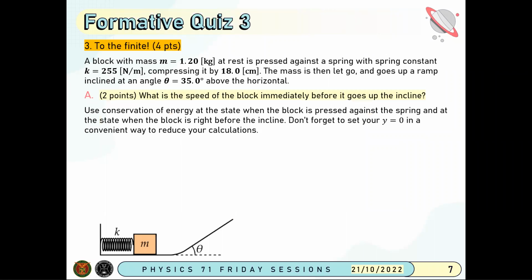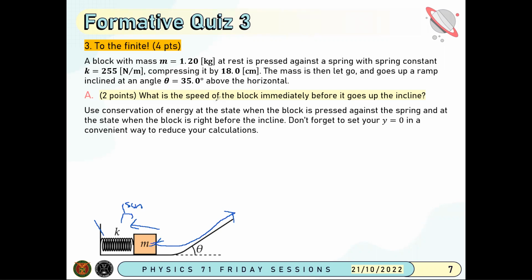Number 3. A block with mass M of 1.2 kilogram, at rest, is pressed against a spring with a spring constant K of 255 newtons per meter, compressing it by 18 centimeters. 18 centimeters na compression. The mass is then let go and goes up a ramp at an inclined angle of theta equals 35 degrees above the horizontal. The first question, what is the speed of the block immediately before it goes up the incline?